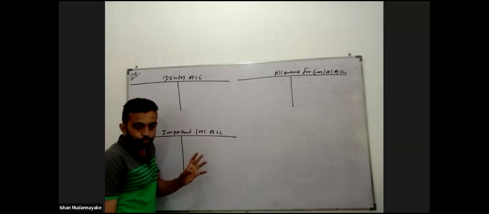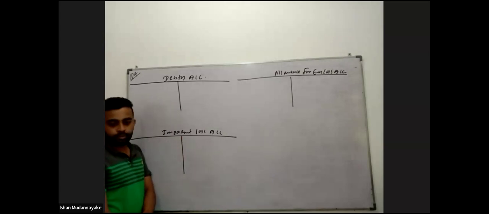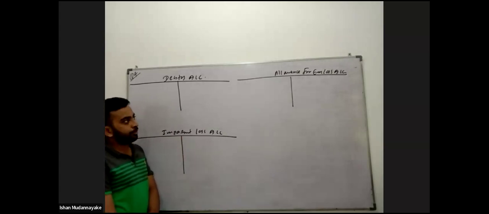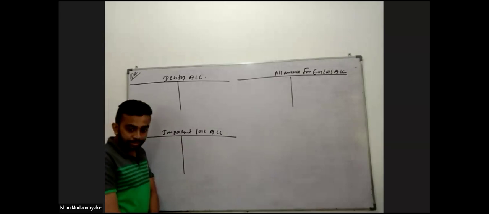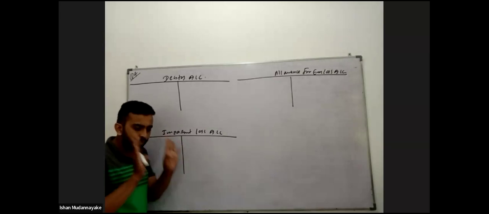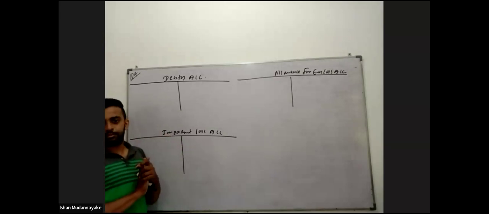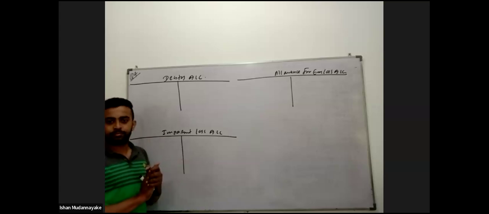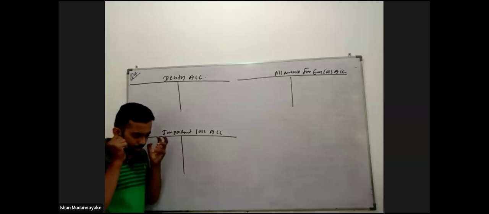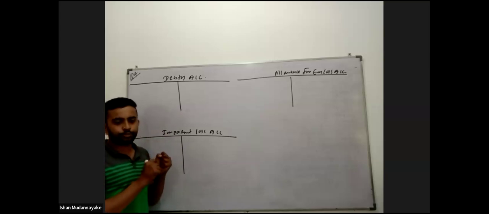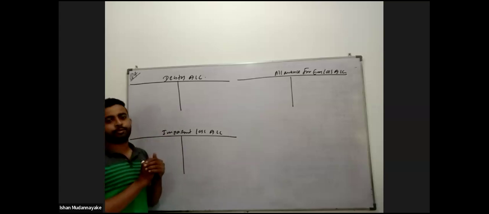If you know how to create the debtors account, if you know how to prepare the impairment loss account, if you know how to prepare the allowance for expected loss account, don't waste time on it. If you know something, don't waste time on that. Quickly draw T accounts as soon as possible.